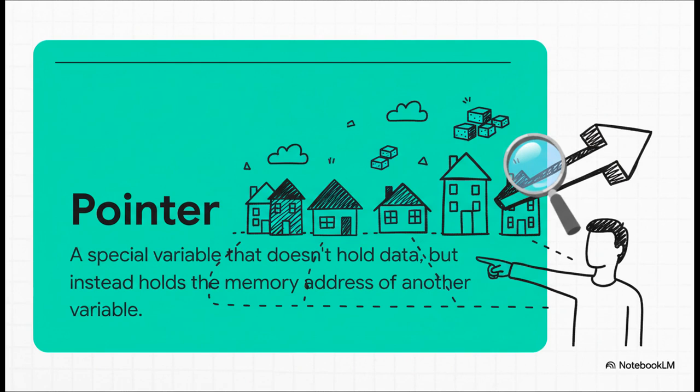So think of your computer's memory like a giant street of houses, and every single house has a unique address. Most variables are like storing things inside those houses. A pointer is different. It doesn't store a thing. It stores the address of a house. It literally points to a specific location in memory.